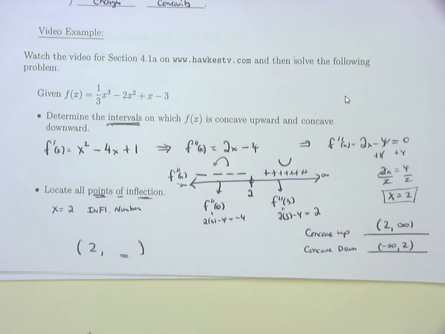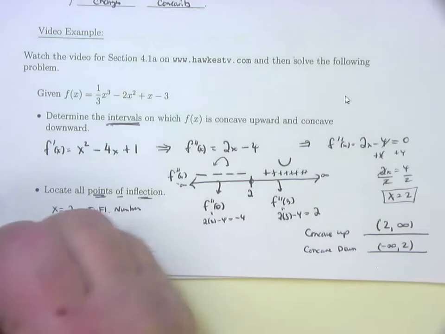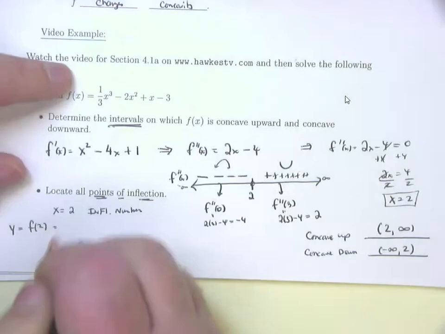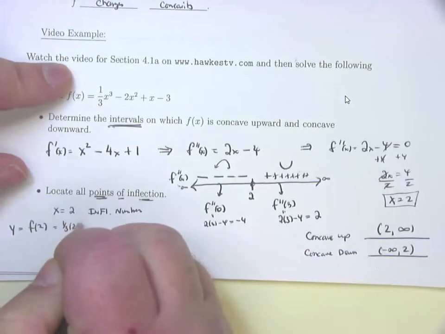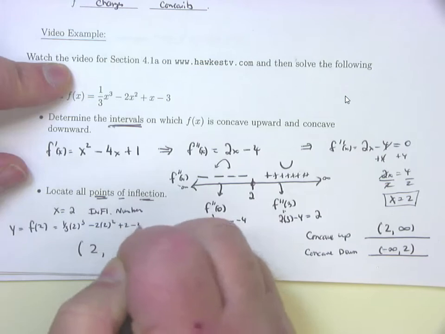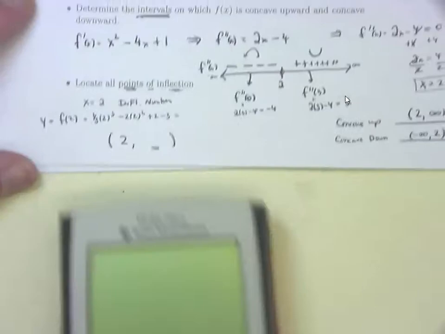Not the first derivative, not the second derivative, you get 0. Not the first derivative, you gotta go all the way back to the original function. So to get the y coordinate, y is gonna be equal to f of x is 2 here. And remember, this would be 1/3 times 2 cubed minus 2 times 2 squared plus 2 minus 3, and it's time for a handy dandy calculator on that one.